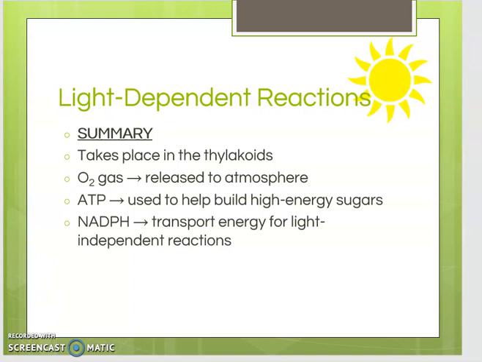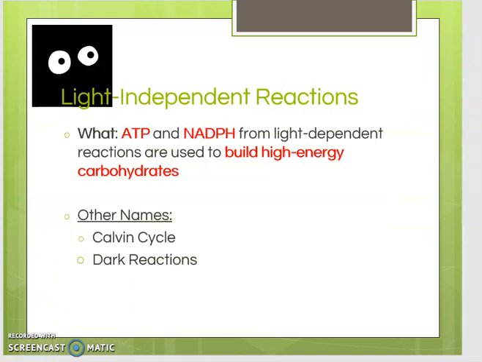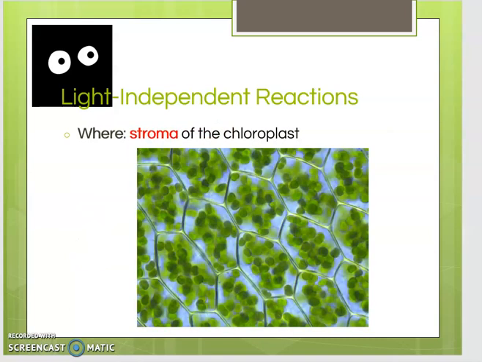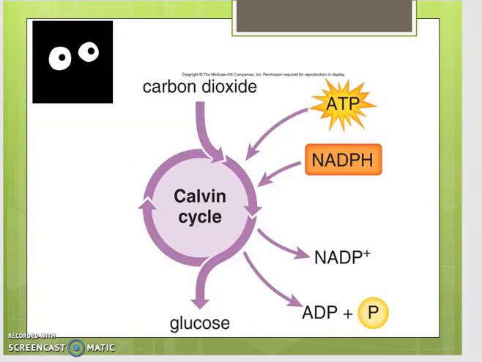When we look at the light independent reactions, we can also call them the Calvin cycle or the dark reactions. During these reactions, we're going to convert carbon dioxide into sugar. So we're going to take NADPH and ATP from the light dependent reactions and use that to build high energy carbohydrates. This is going to take place in the stroma of the chloroplast, which is the space between all of those thylakoids. Here's a good summary of what we're looking at.